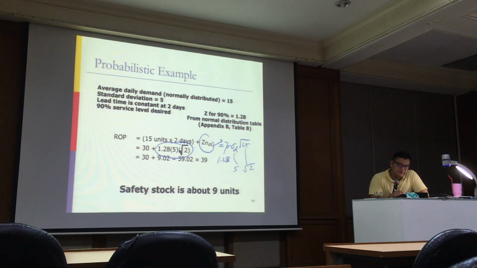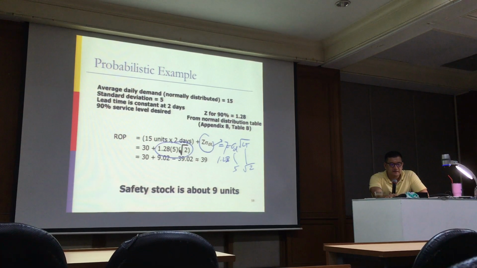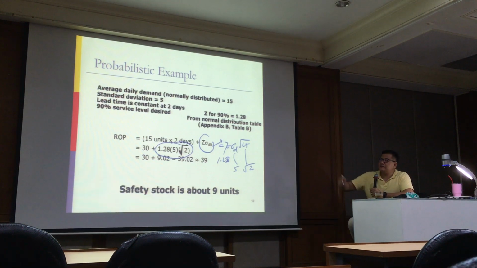Once you did it, you call it equal to 9.02 plus the expected demand 30, and you're going to have around 39.2, also around 39. In this case, the reorder point is around 39. So in this case, we can calculate by using this one.